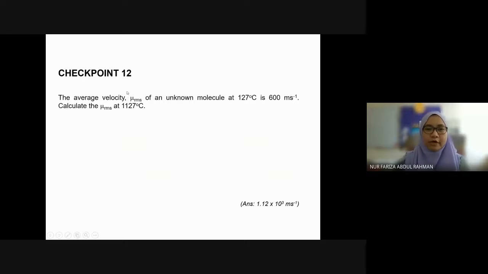So we have one checkpoint from yesterday. Let's discuss this checkpoint first. The average velocity or mu RMS of an unknown molecule at 127 degrees Celsius is 600 meter per second. Calculate the mu RMS ataupun the speed at 1127 degrees Celsius. So it's the same gas but tested at 127 degrees Celsius and also tested at 1127 degrees Celsius. It's the same unknown molecule of gas.